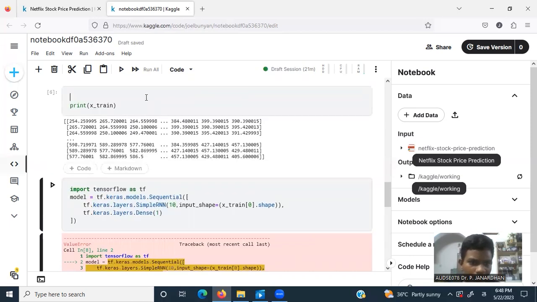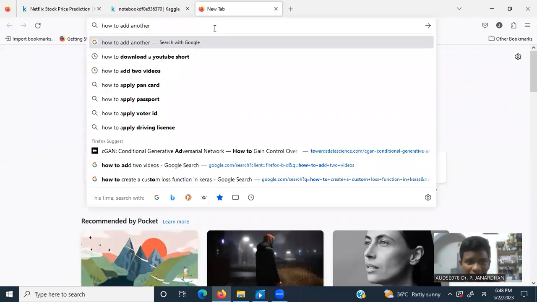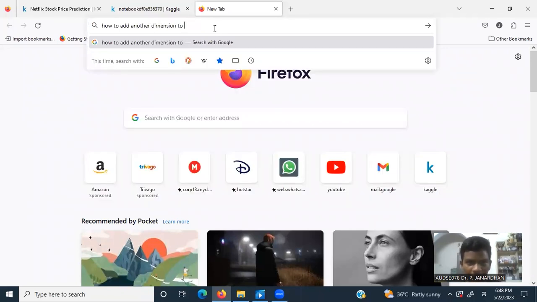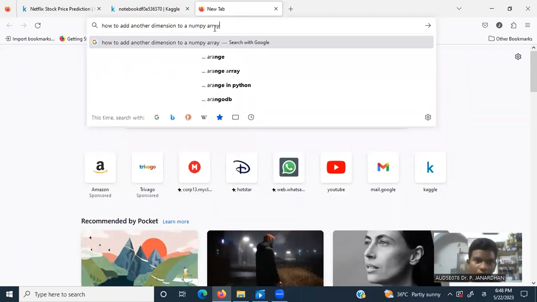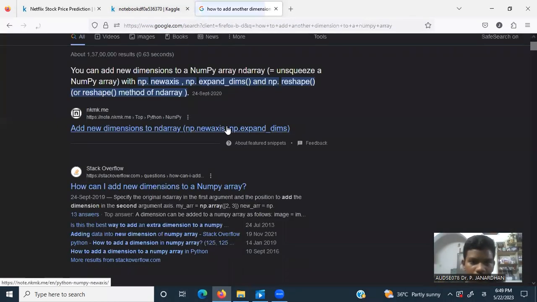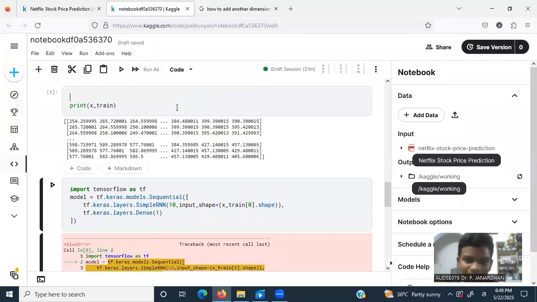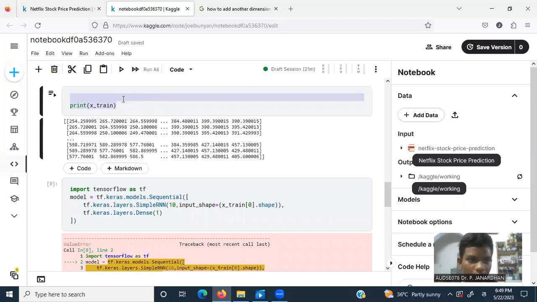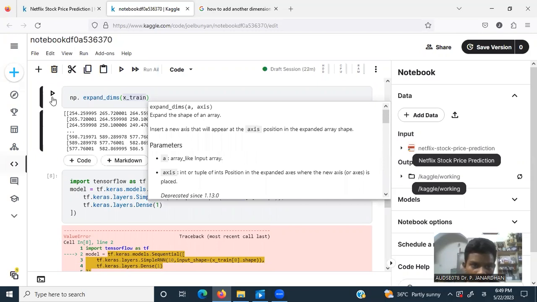Okay. Let's see how we can add another dimension to a numpy array. Let's see. Okay, let's try np.expand_dims. Let's hope it works.